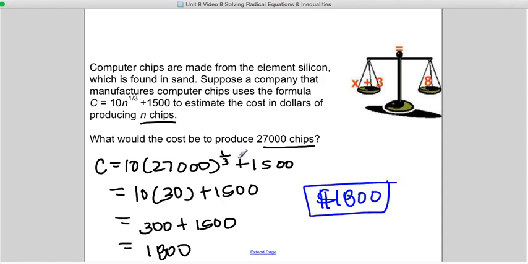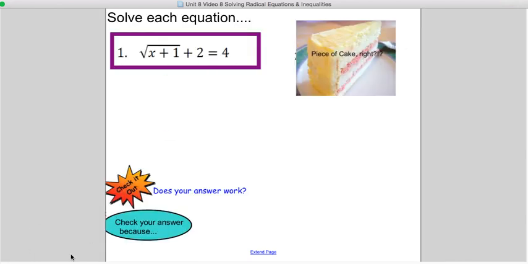Okay, so this equation was pretty nice. We just had N and we plugged things in and we solved. Now we're going to look at how to solve things if I wanted to solve for N and I knew C, or vice versa, solving problems that involve radicals. So example 1 says solve each equation.